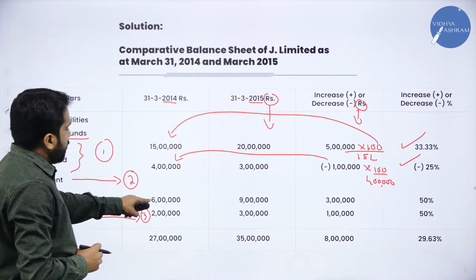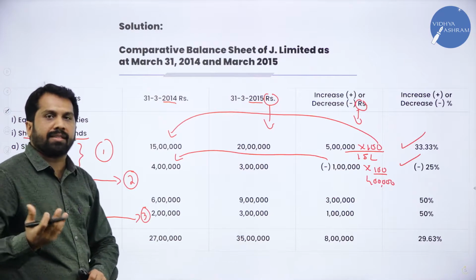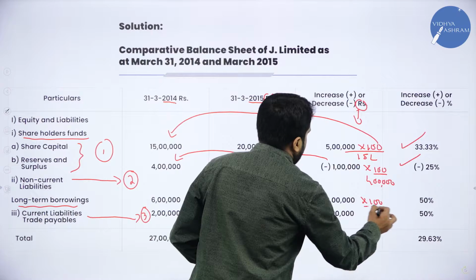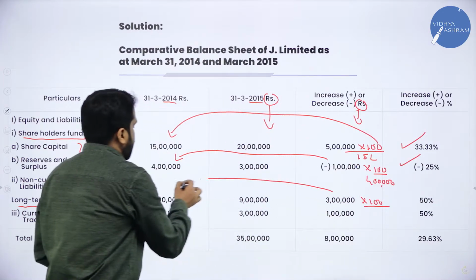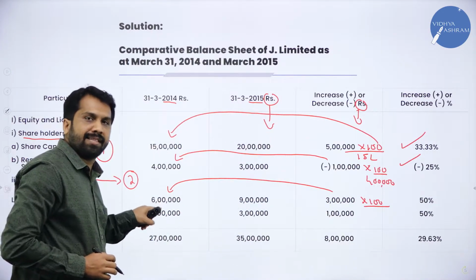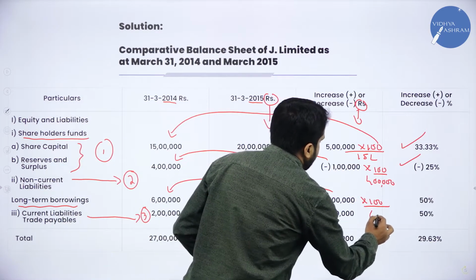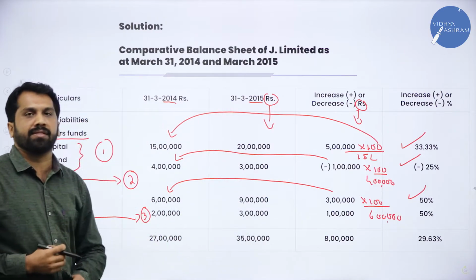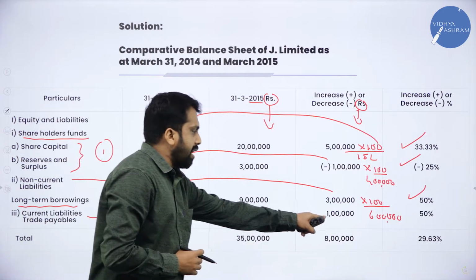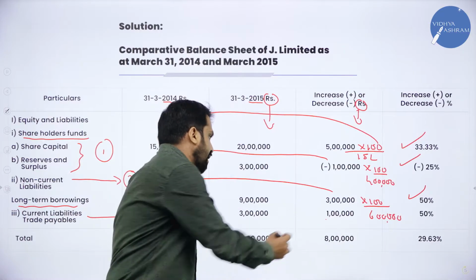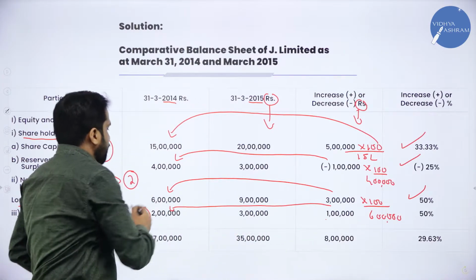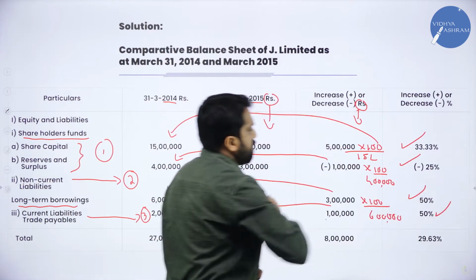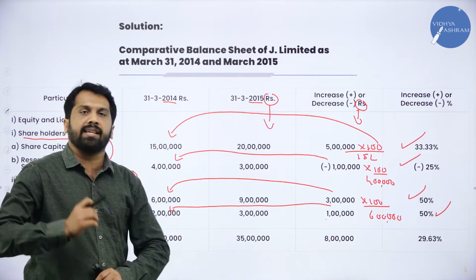Next. 6 lakh minus 9 lakh, you got 3 lakh. How to calculate? Multiplied with 100, that is common. Divided by what? Come back to your first year. How much you have? 6 lakh. Divided by 6 lakh. Your answer is how much? 50%. Similarly, you have 1 lakh, multiply with 100. Again come back to what? Your first column 2 lakh. Your answer must be 50%. Up to this, any doubt?